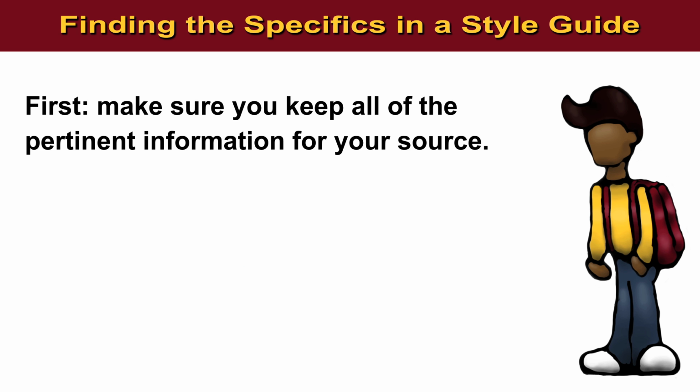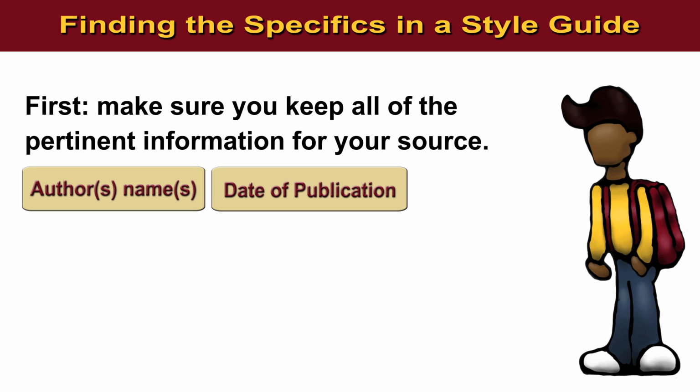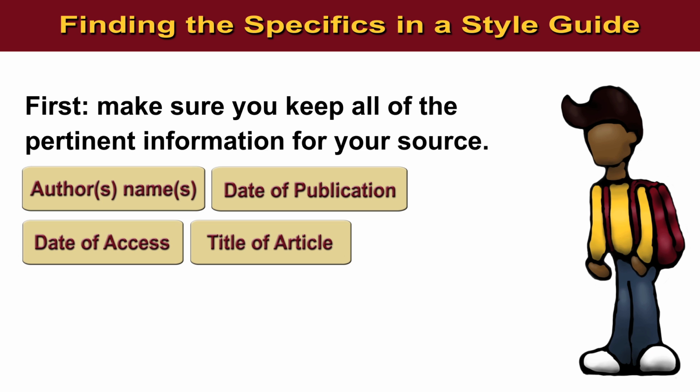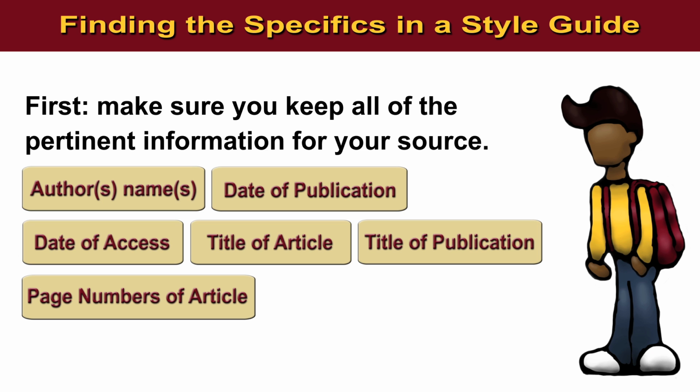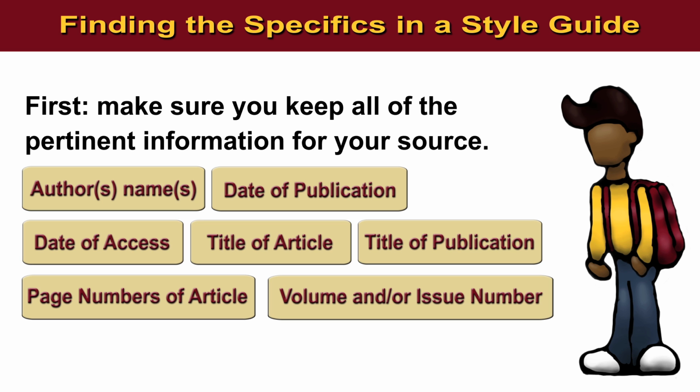The key information to note when collecting your sources is author's name, date of publication, date of access, title of article, title of publication, page numbers of article, volume and/or issue number.